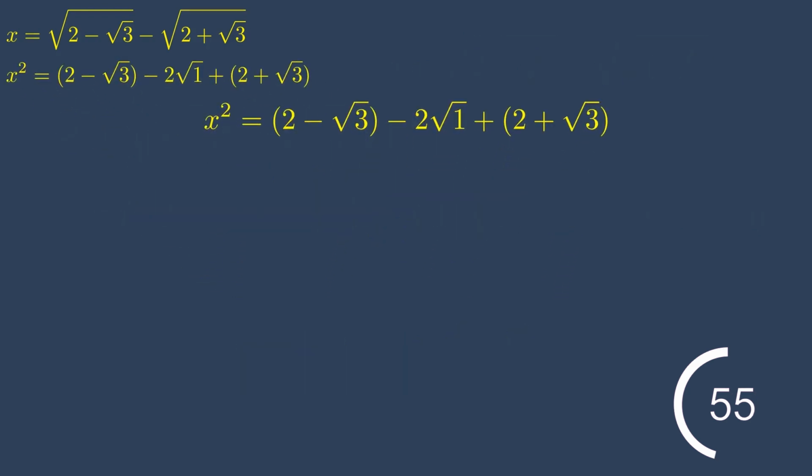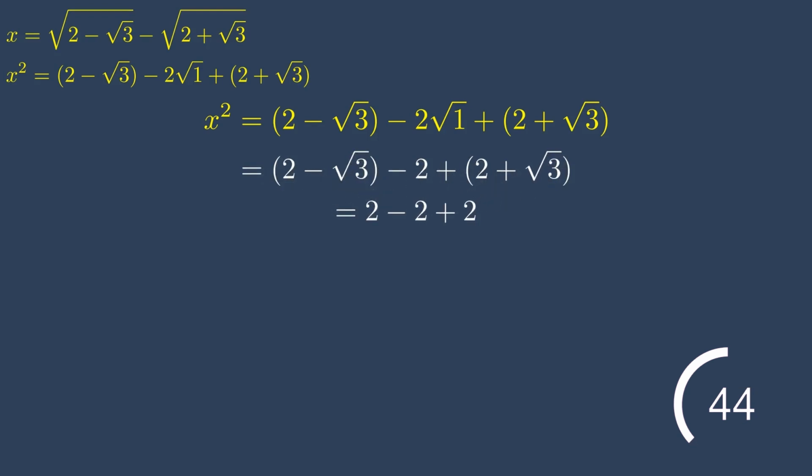Moving on, there's even more simplification that we can do. Firstly, 2 times root 1 is just 2. Next, you may realize that we can cancel out root 3 from this equation. After some more simple arithmetic, we get that x squared equals 2. Finally, we square root both sides to get the square root of 2 as our answer.